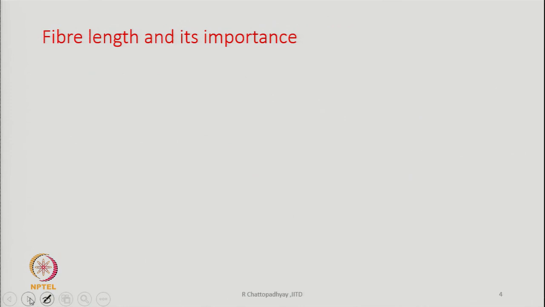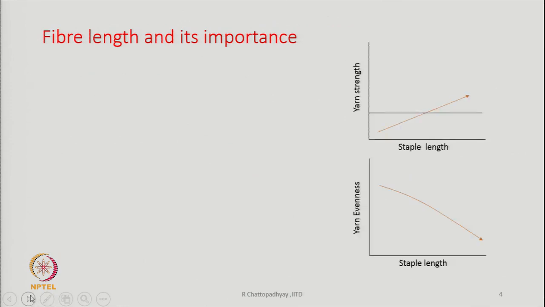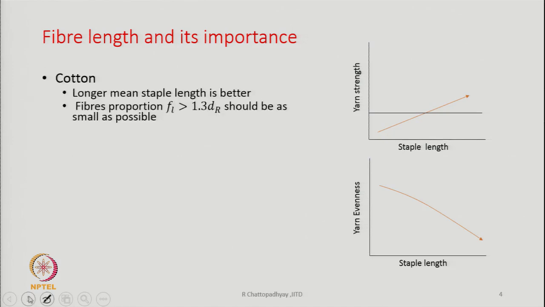Next comes the importance of fiber length. What we see in the diagram is, as the staple length increases, the yarn strength is going to increase. That is the general behavior. Short fibers mean lower yarn strength; long fibers mean more yarn strength. And with increasing staple length, yarn evenness goes down.